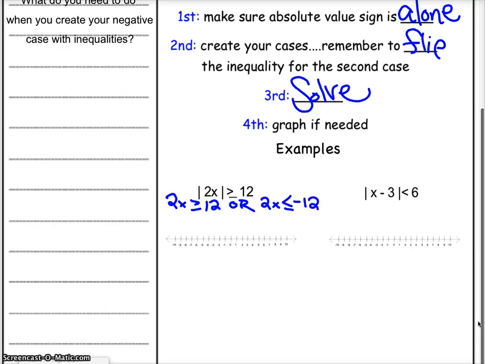Remember that? Anytime you multiply or divide by a negative or change signs, you have to flip that second case. So x is bigger than or equal to 6, yes? Do you agree? Or x is less than or equal to negative 6.